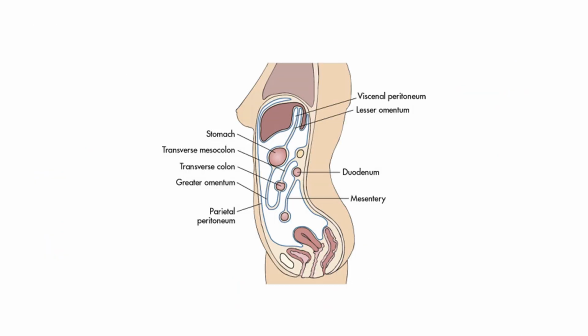Here's another picture of the abdominopelvic cavity with the parietal peritoneum lining the wall of it, and the visceral peritoneum lining the organs. And you can see there are some organs in the pelvic cavity that are beneath the peritoneum. They're not in it. Like here's the uterus and the urinary bladder and the rectum.